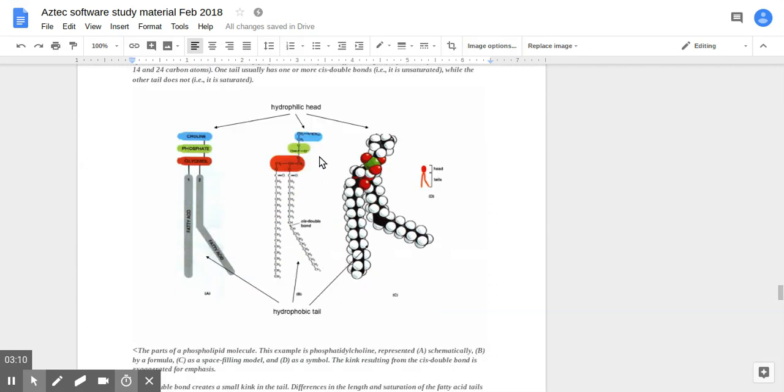The phosphate group, which is a phosphate with three oxygens, attaches to the glycerol, and the modification of an alcohol polar head group is always part of the phospholipid molecule. In this case, it's choline. It could be different.